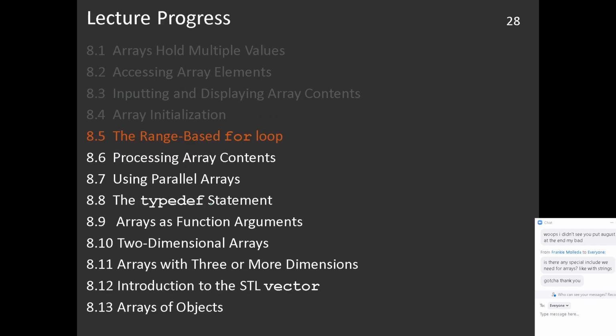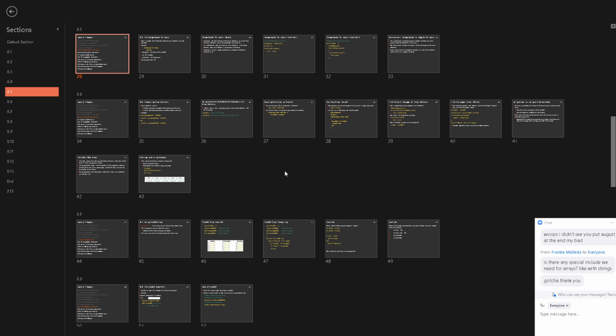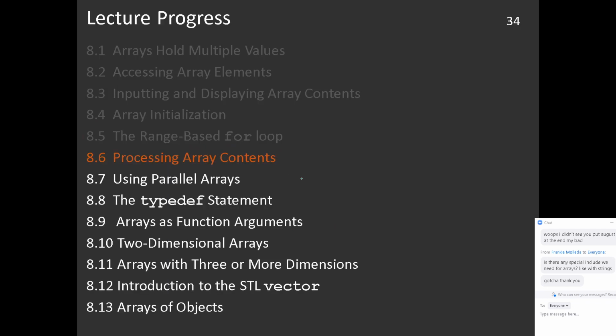The range-based for loop. I'm going to completely skip over this section. This is, again, from your textbook. If you want to read about it, you are welcome to use it. But this is similar to how you do for loops in Python. So you can learn about that if you'd like. Otherwise, I'm going to skip ahead to 8.6.